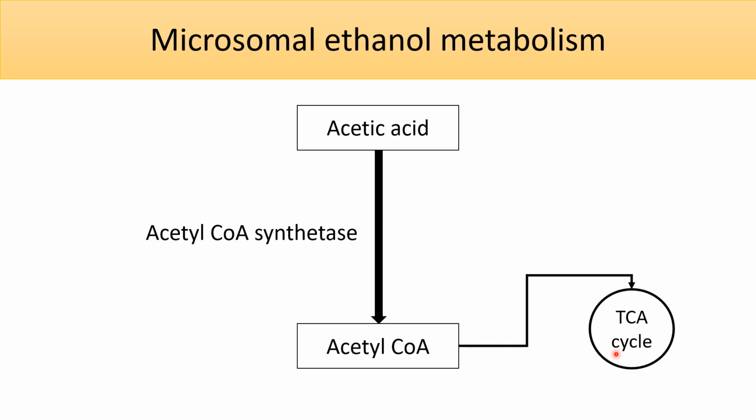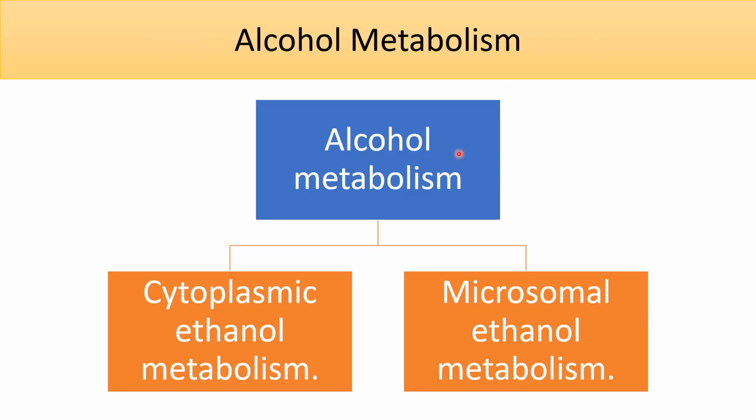So the only difference between the microsomal ethanol metabolism and cytoplasmic ethanol metabolism is the first step. In case of microsomal ethanol metabolism, the first step is done by cytochrome P450. In case of cytoplasmic ethanol metabolism, it is done by alcohol dehydrogenase. So that's the only difference between these two metabolisms. So we had seen about the alcohol metabolism.